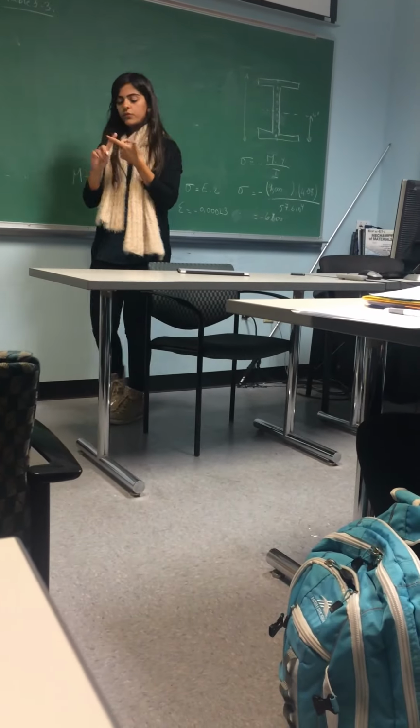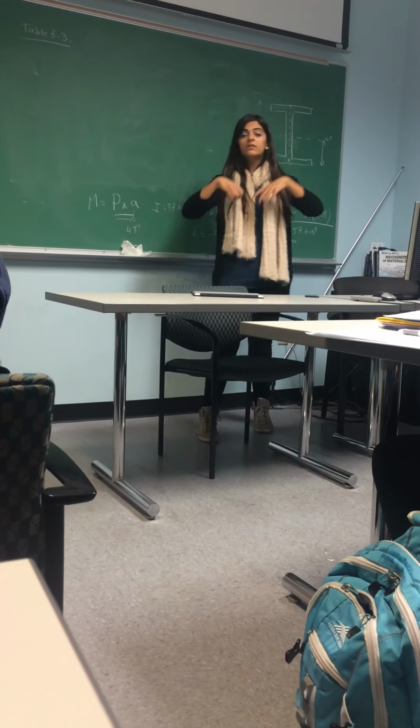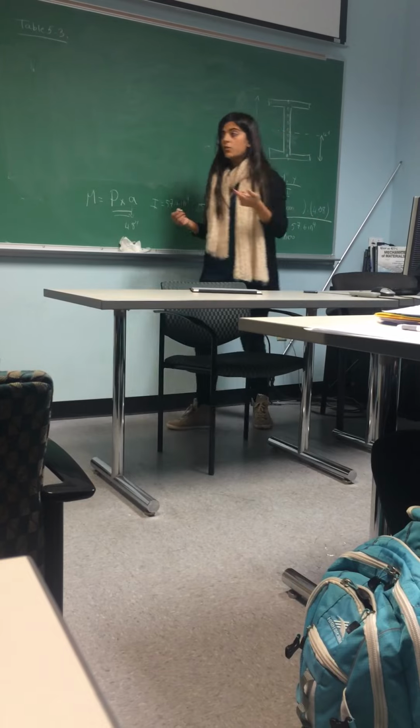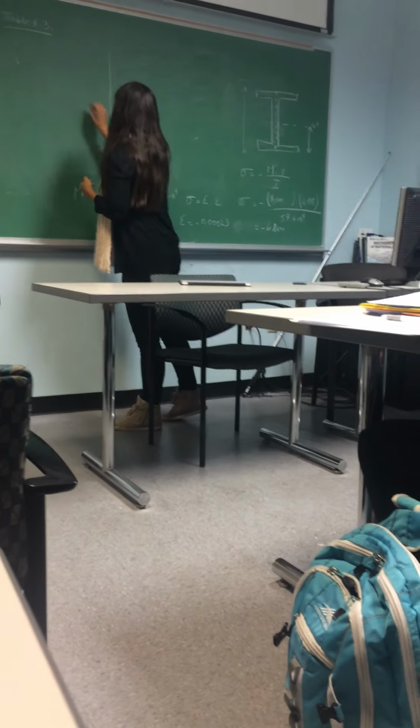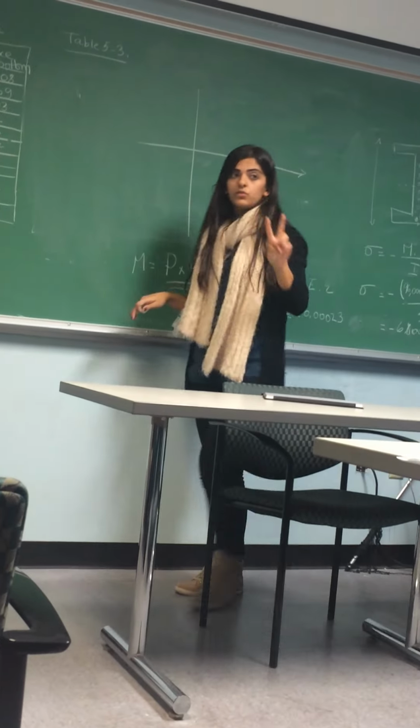5 graphs. Okay? So loading 2, 4, 6, and unloading 4, 2. Each time we either loaded or unloaded the beam, we are required to plot a graph. Okay? And then on each graph, you're supposed to have 2 lines.